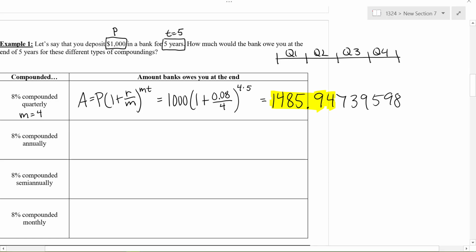To round to the nearest cent, or to the nearest 2 decimal places, you're going to circle the third number that comes after the decimal. Okay, if this number is between 0 and 4, then the number in front of it is going to stay the same.